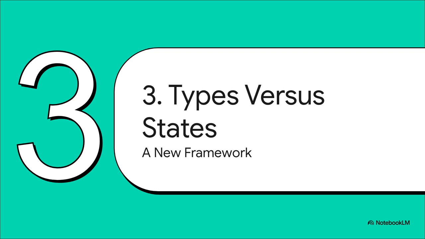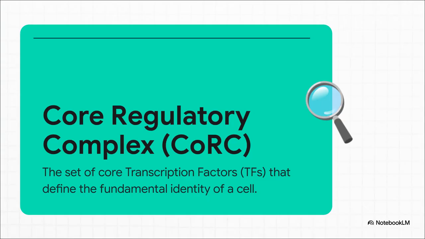Well, the researchers behind this idea came up with a new framework. It's all about separating a cell's deep, fundamental identity from its temporary behavior. And you do that by focusing only on the genes that really, truly matter. They suggested we should focus on something called the core regulatory complex, or CoRC. The big idea here is to ignore all the noise from thousands of different genes and instead look only at the master switches, these things called transcription factors. You can think of them as the bosses of the cell.